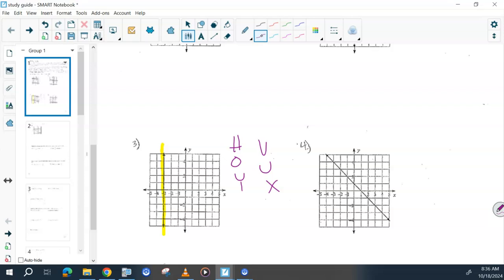This is what type of line? Vertical, which means it's X or Y? X. So if this is an X, we look at where it crosses the x-axis, -3, and that is our equation. Besides your horizontal and vertical, everything else should be in y equals mx plus b.